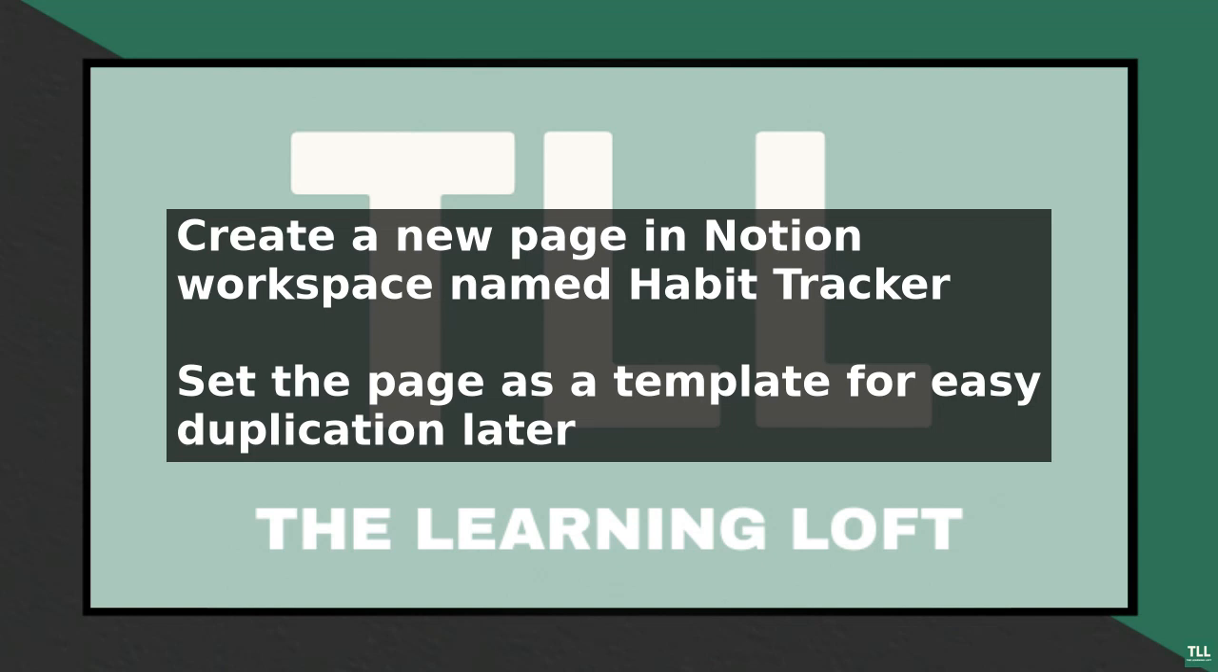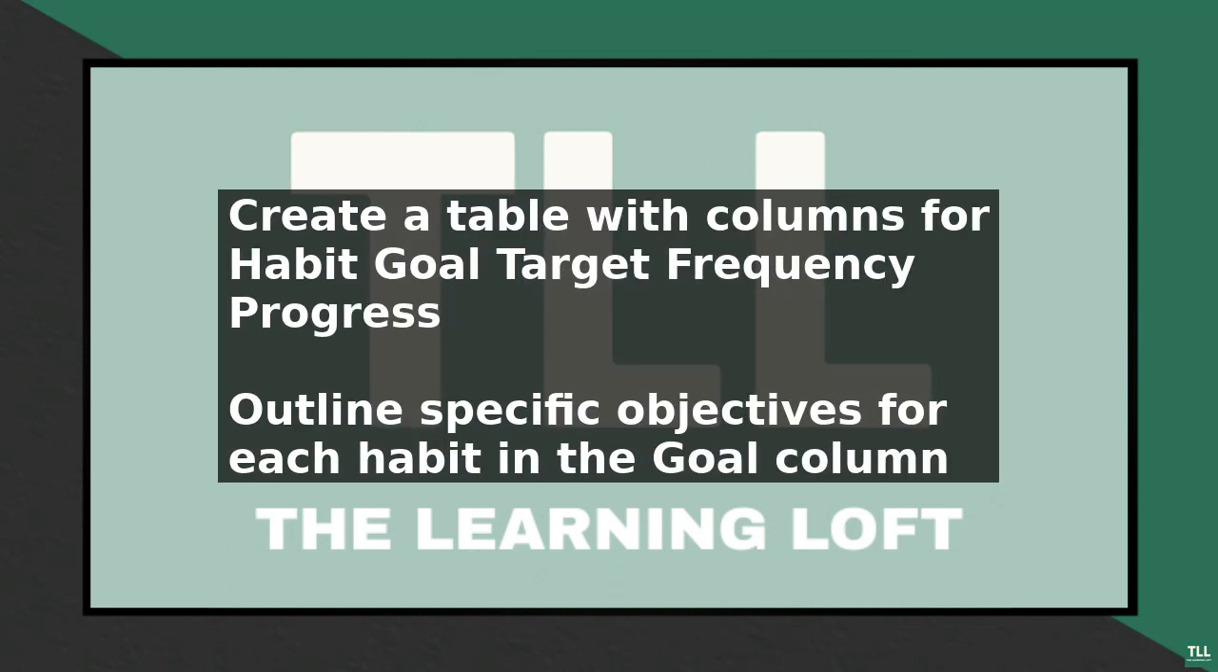The habit column will list the activities you want to track, such as exercise or reading. The goal column will outline the specific objectives for each habit, like exercising for 30 minutes daily. The target frequency column will define how often you aim to perform each habit. And the progress column will track your daily adherence to these habits.